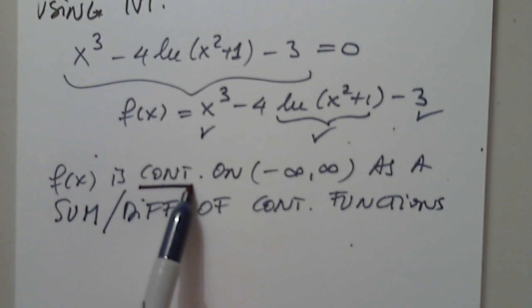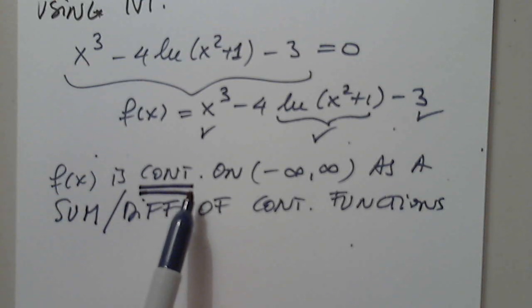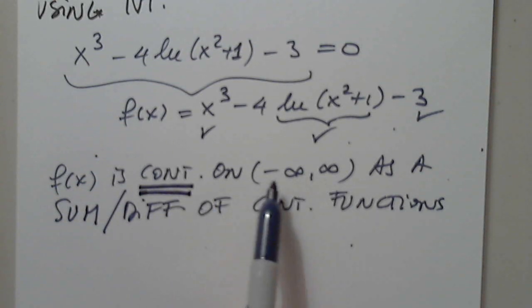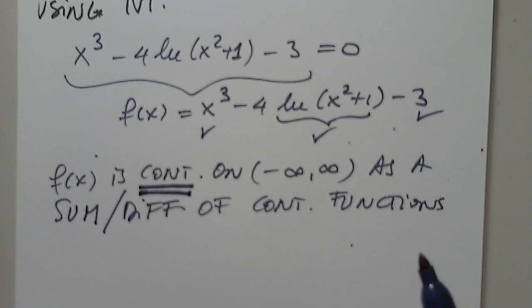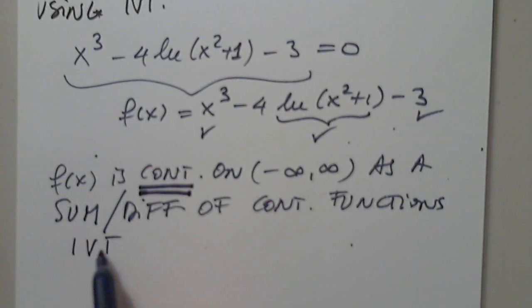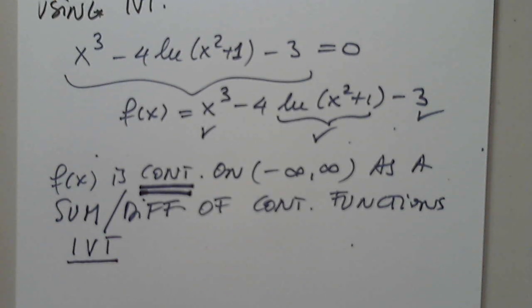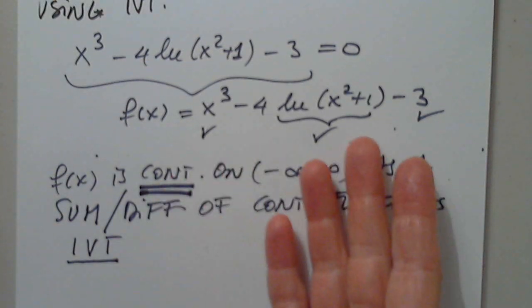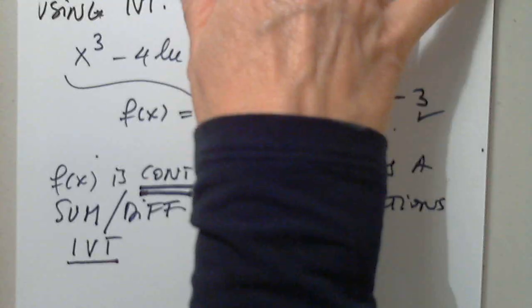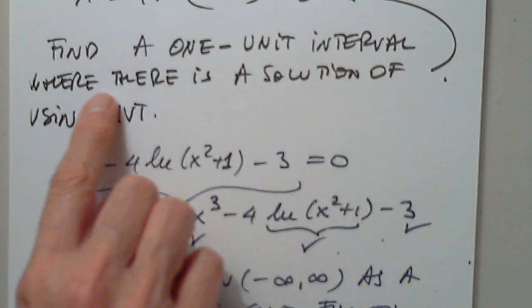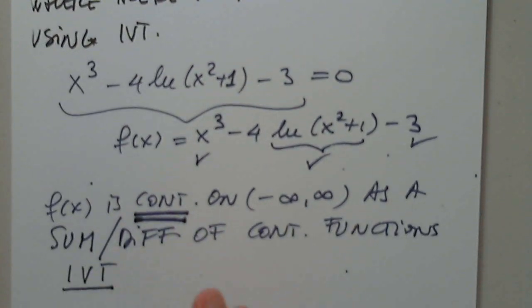Because if it's not continuous, not necessarily on all real numbers, but on the interval that I find, then I cannot use the IVT. This problem does not give us an interval. It does not give us the 1 unit interval where there is a solution. So what do we do? Very simple.